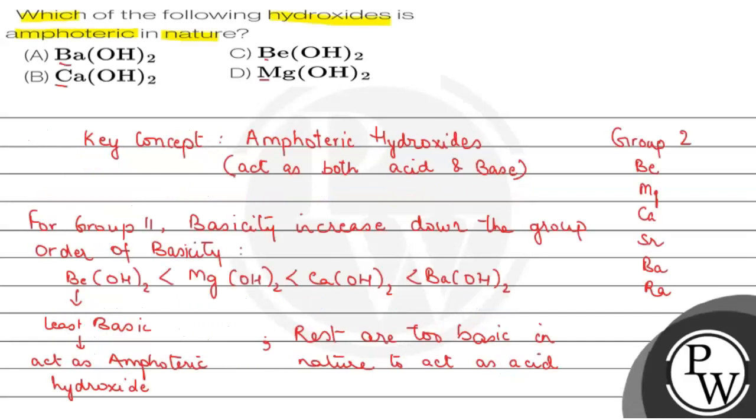So out of the following, the hydroxide which is amphoteric in nature is beryllium hydroxide.